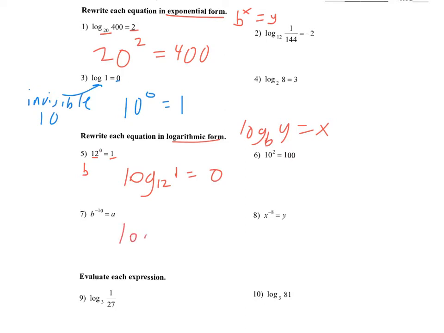All right, so now we have log, and then in this case, our base is actually a b, so that's actually convenient there. And then the new partner is a, and then that's going to equal -10.